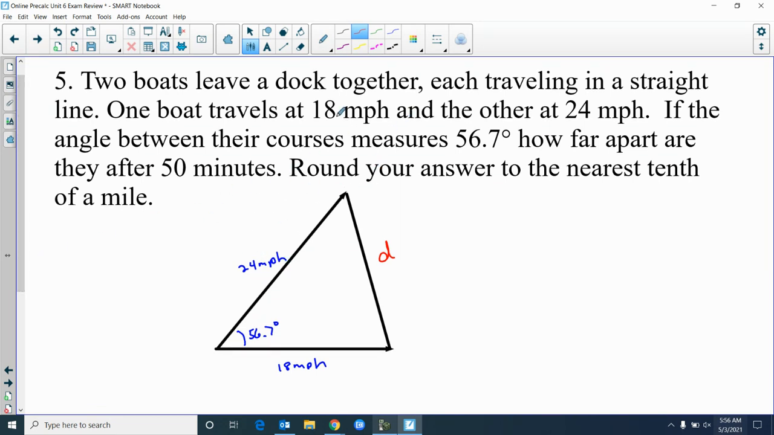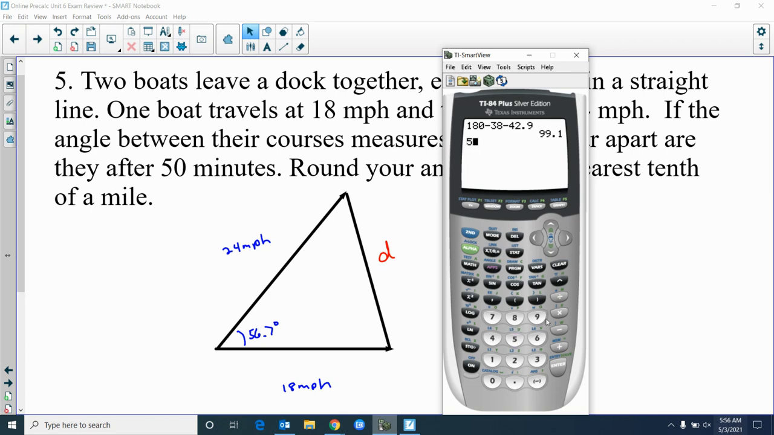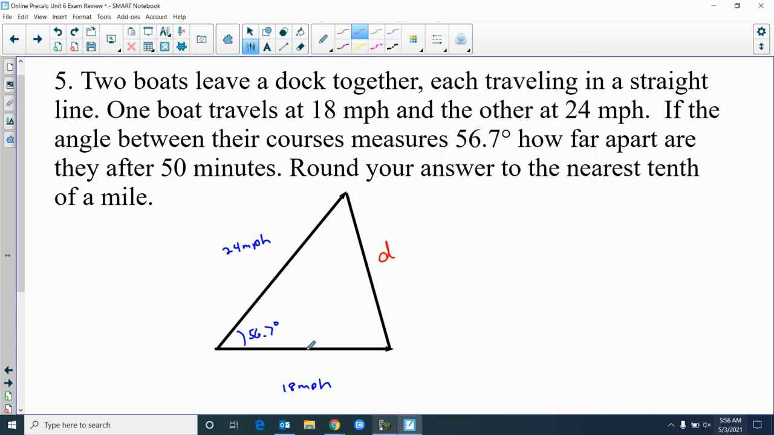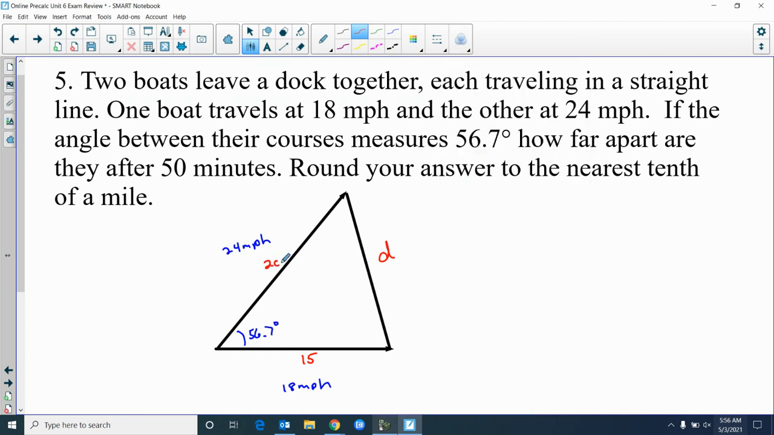Well, one thing I've got to do is find those actual distances. This tells me if it was 1 hour, it would be 18 and 24, but it hasn't been an hour. It's been 50 minutes, which is 5/6 of an hour. So I can take 5/6 times 18, and that gives me 15. So this bottom length is actually 15 miles traveled. And then I take 5/6, because you've got 50 minutes out of 60 minutes, times 24. So this boat has traveled 20 miles. So there's our angle, there's our two sides.